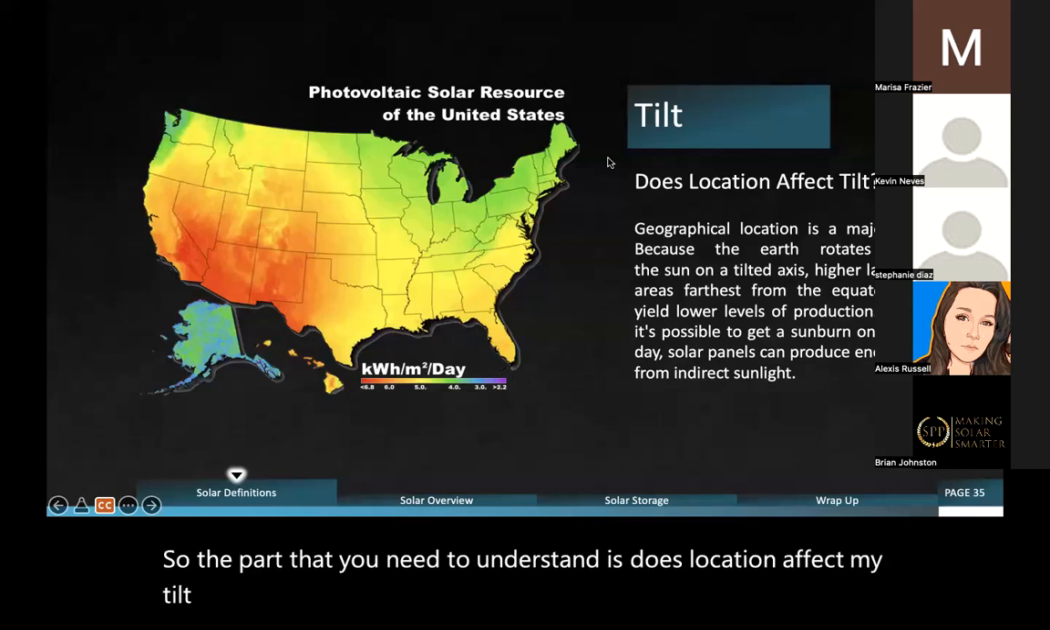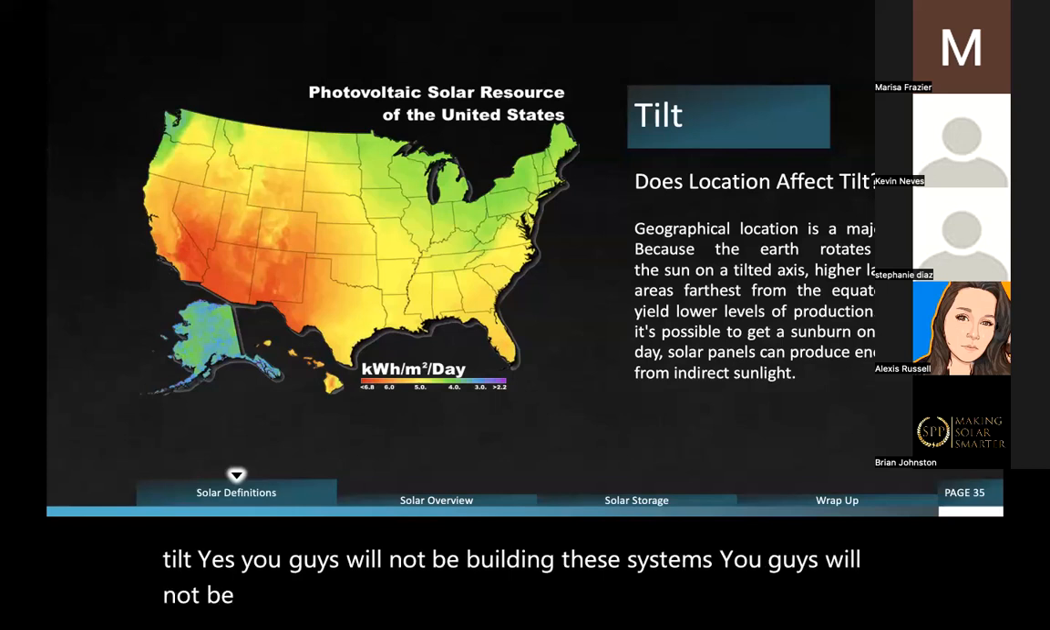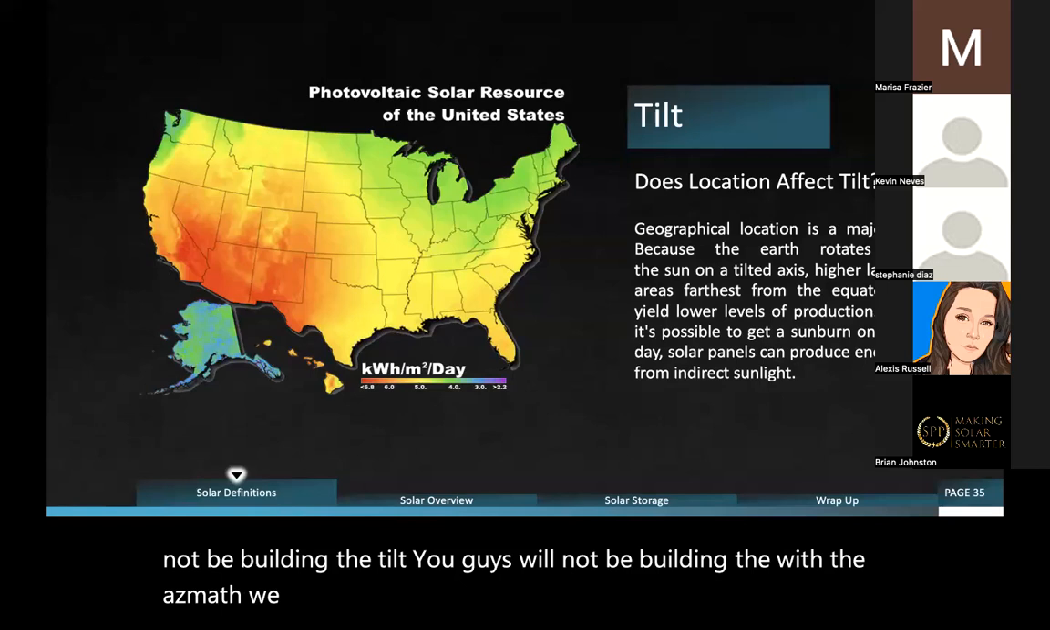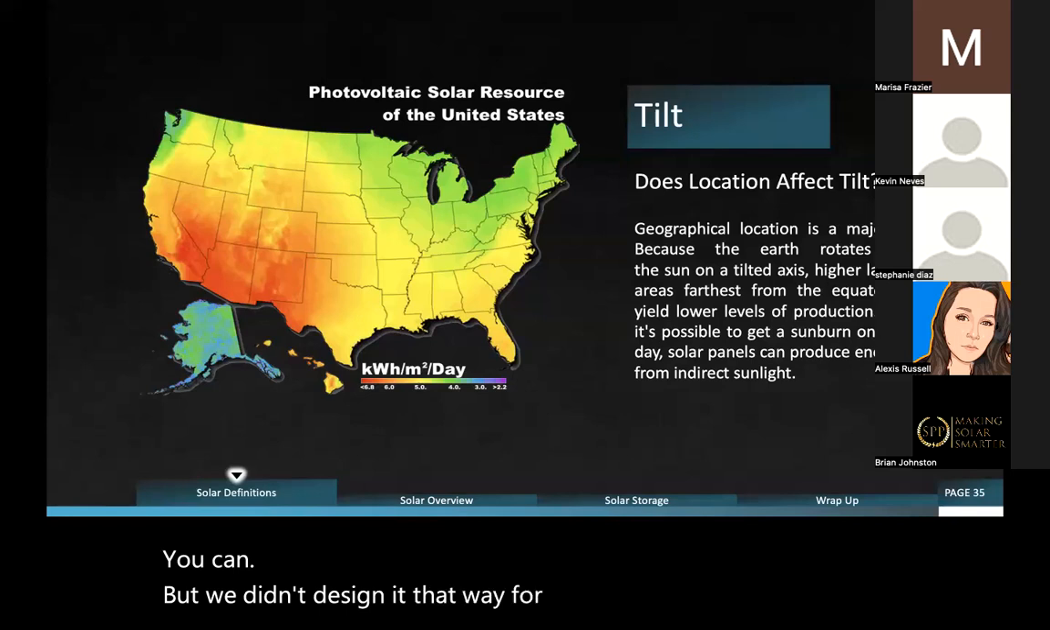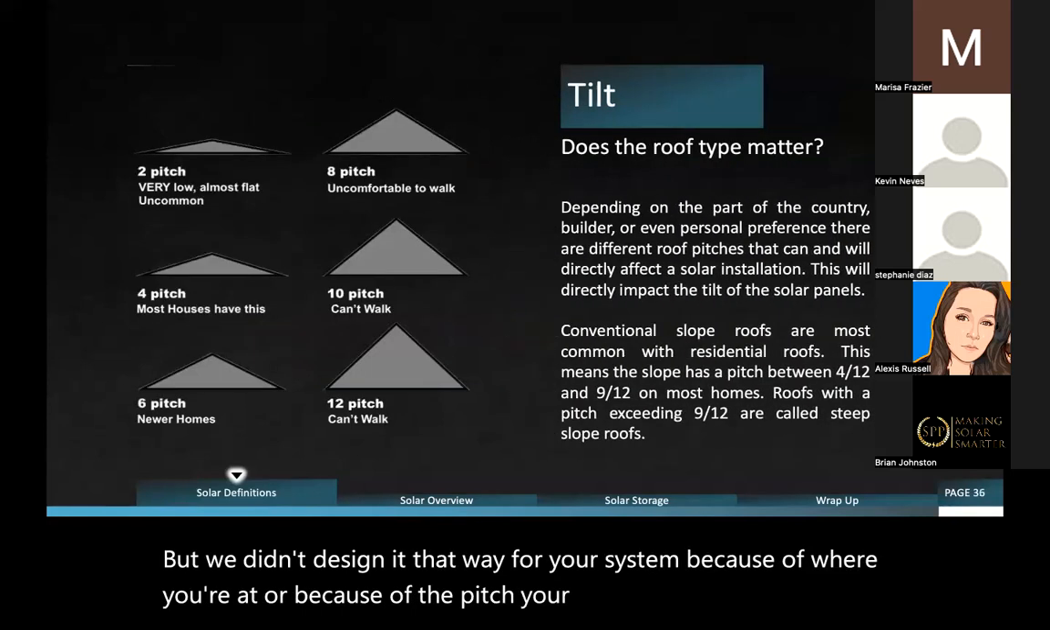So the part that you need to understand is, does location affect my tilt? Yes. You guys will not be building these systems. You guys will not be building the tilt or the azimuth. We do it on the back end. But if a customer asks, well, can I just lay it flat on my roof? You can, but we didn't design it that way for your system because of where you're at or because of the pitch of your roof. So check this out.